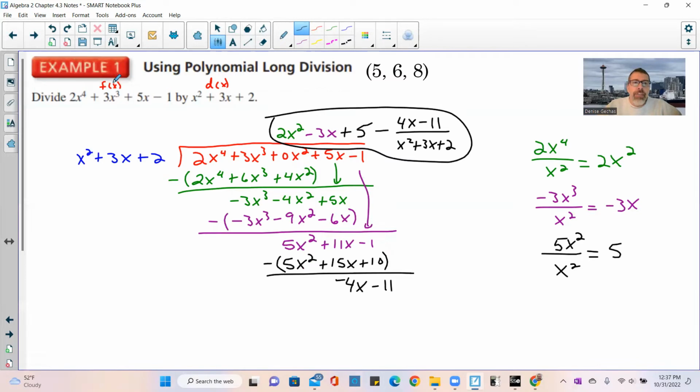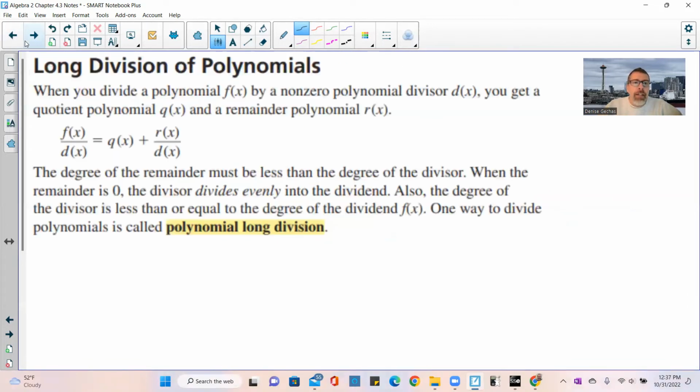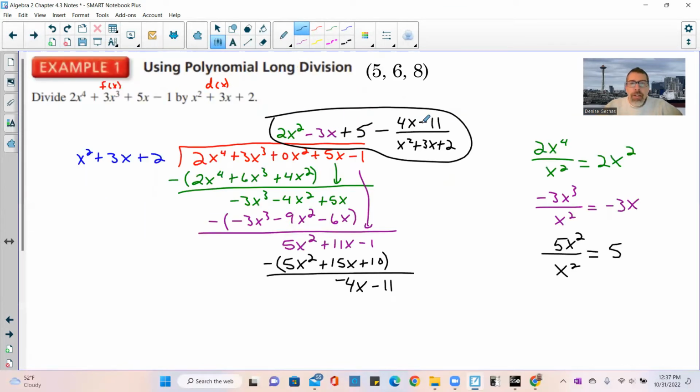All we're doing is taking f of x, dividing it by d of x, and getting our q of x plus r of x over d of x. So let me just go back here. So this is what we just did. We took a function f of x, divided it by d of x, and we got q of x with a remainder. So this is q of x, this is r of x, divided by d of x. Okay, so that's how you use long division on polynomials. So now you should be able to do problems 5, 6, and 8 in your exercises.